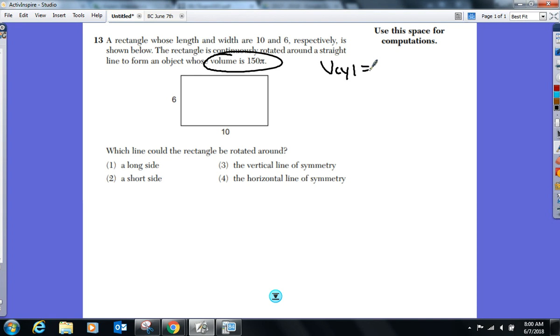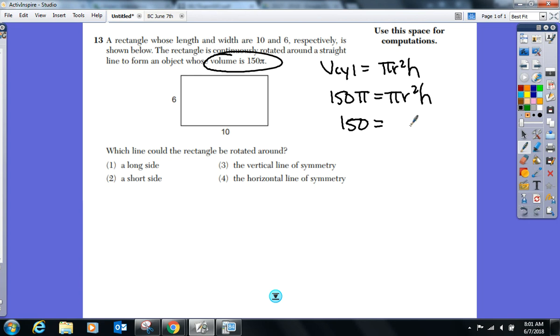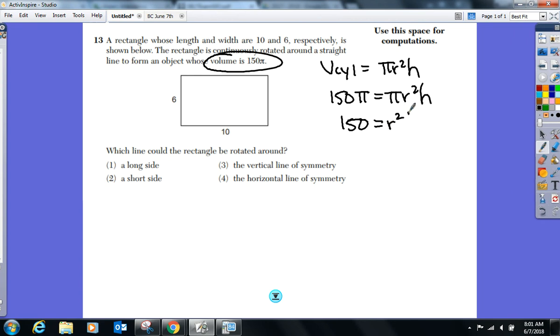That is not one you have to memorize. It's on the reference sheet. Pi r squared height. Okay, and it tells me it's 150 pi. So I'm going to make this easy on myself right away. What's going to cancel on both sides? Pi. So really what I'm looking for is what values, when I rotate around these three choices, are going to give me, when I square the radius and multiply it by the height, 150.